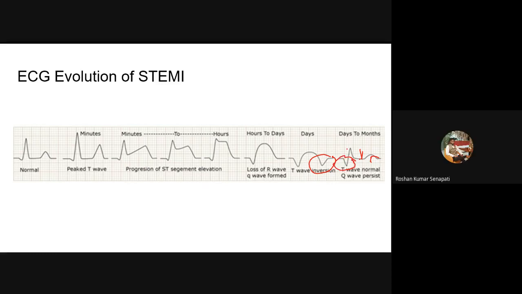This is how you recognize old MI, when the Q wave persists. So this happens over days, hours. This Q wave will start forming. I mean, R wave will lose its voltage. Okay, you should remember the evolution. They'll ask questions around this.